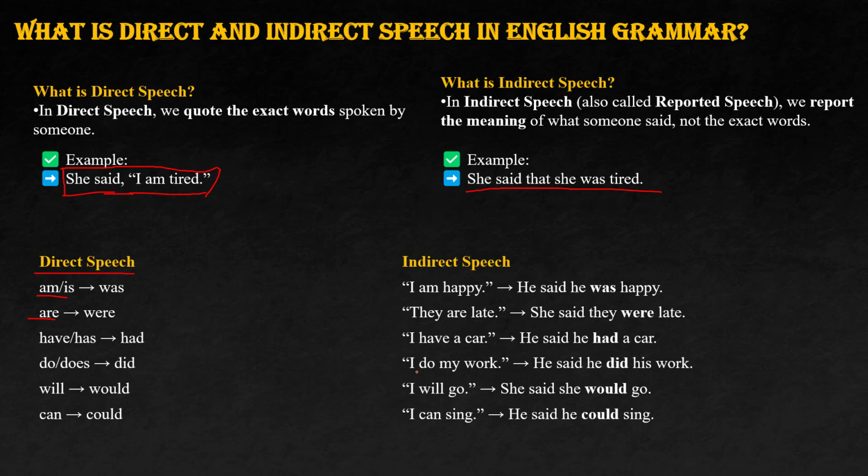He said, I do my work. He said that he did his work. I will go. She said she would go. I can sing. He said that he could sing. He said he could sing. Correct? Both are fine. Likewise, we form direct and indirect speech.